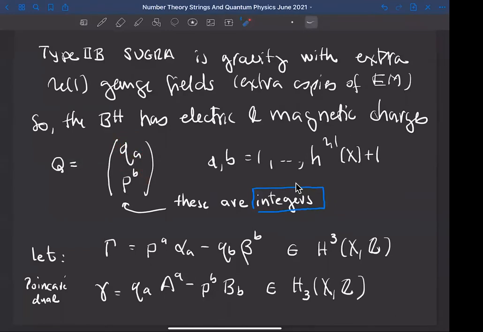Now I'm going to define a 3-form over the integers using these integers here, as a linear combination of the symplectic basis for the third cohomology that we had before. I'm going to call that gamma. And of course, this will have a Poincaré dual, that we'll call little gamma, in the integer third cohomology.